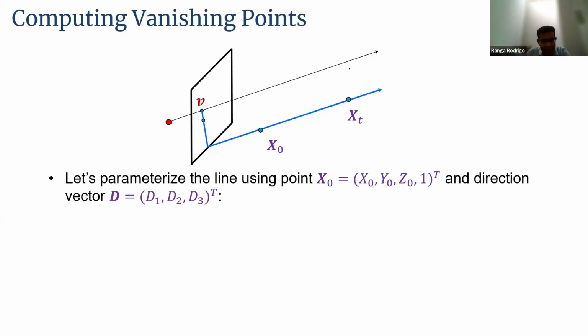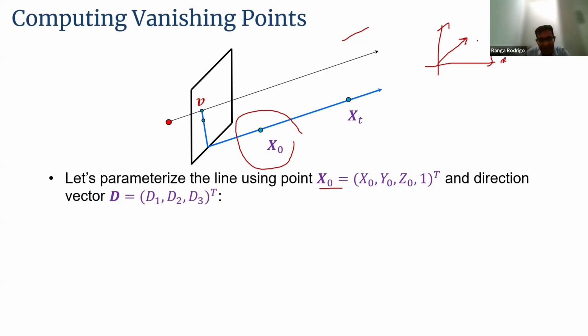So we can parameterize this concept. Let's take X naught as one of these points. X naught is this point: X naught, Y naught, Z naught, 1. And the direction vector D1, D2, D3 is that direction. So you know that the direction can be written as a vector, right? If you take the X, Y, Z axes, we can write them as a direction, like so.